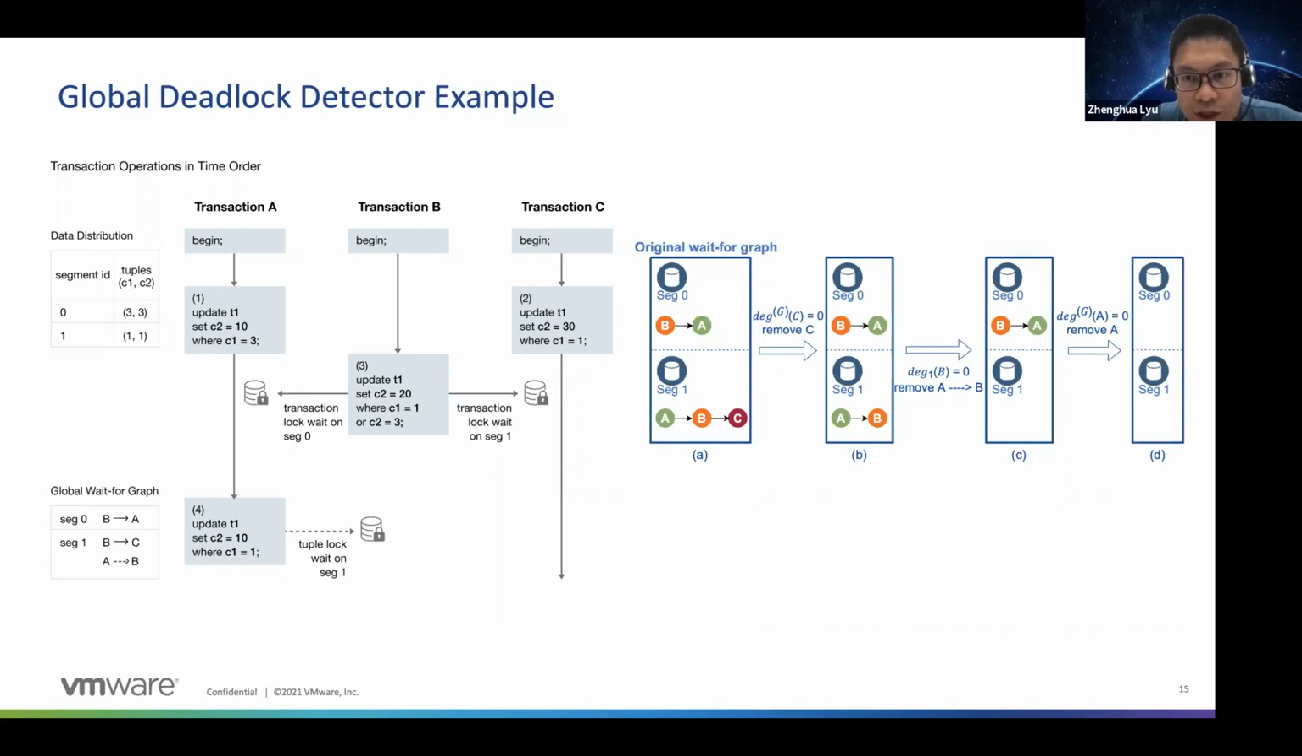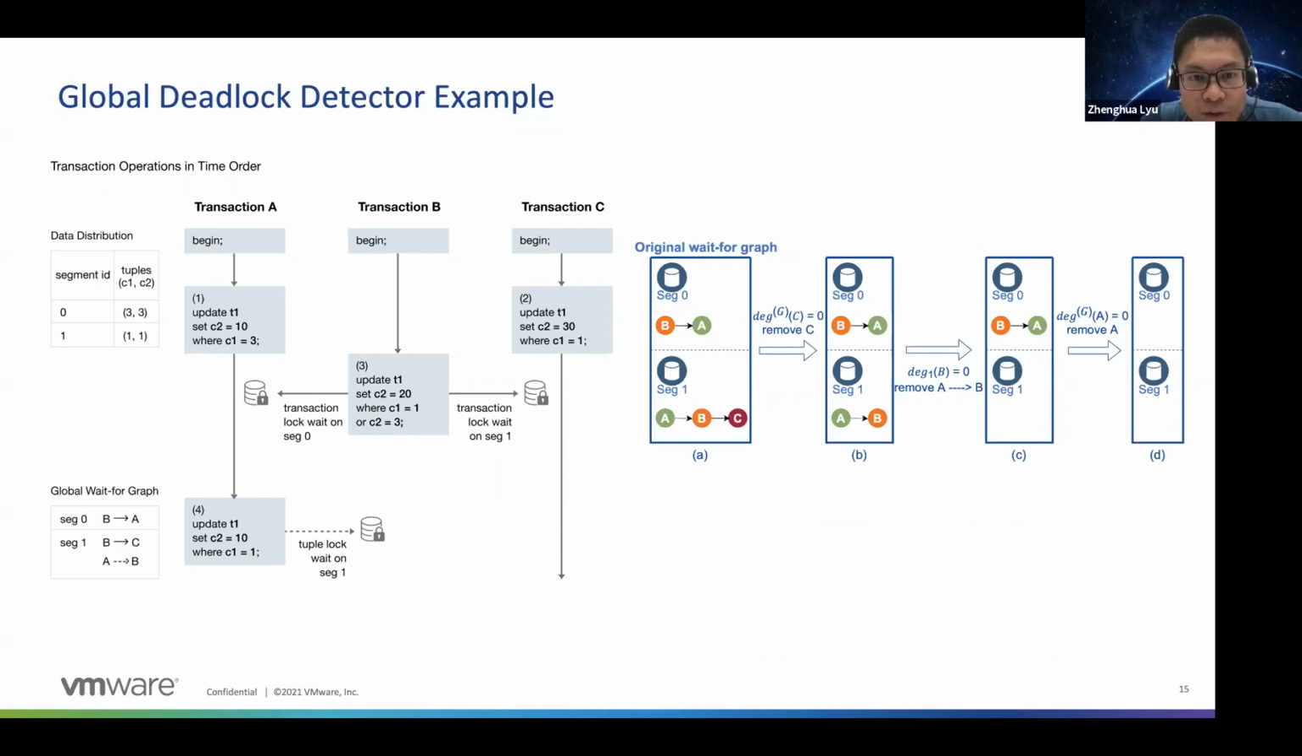So let's go through each segment's local wait-for graph. On segment 0, there are no dotted edges. On segment 1, there is only one dotted wait-for edge, so we can remove this edge. Then we get to step C. In step C, there is only one wait-for relation left. We can safely remove it by the greedy rule. Finally, there is no edge in the graph, so there is no deadlock in this scenario.